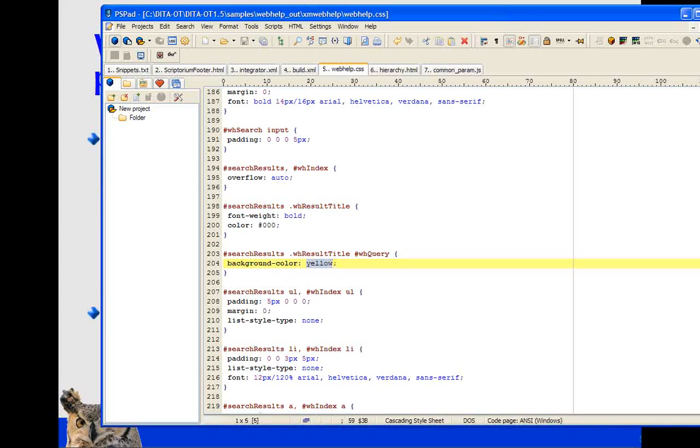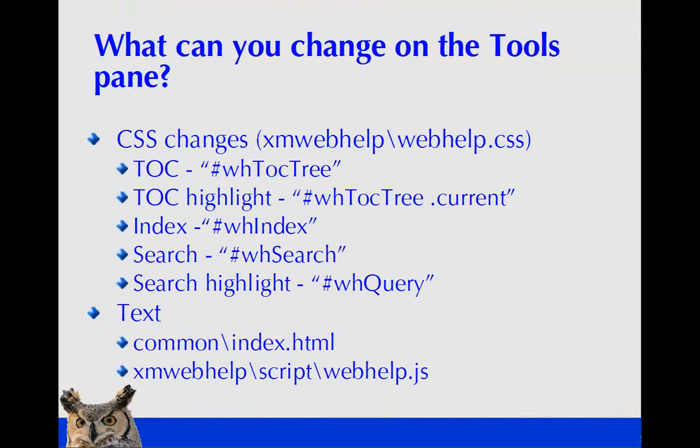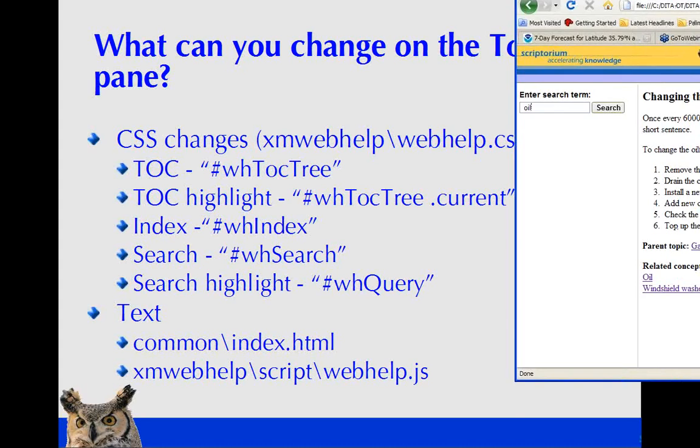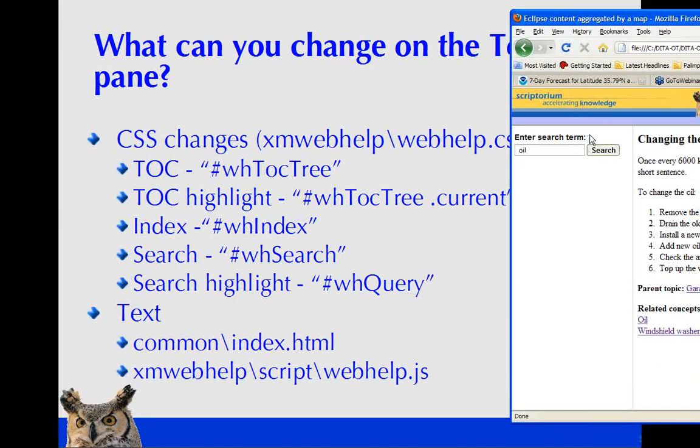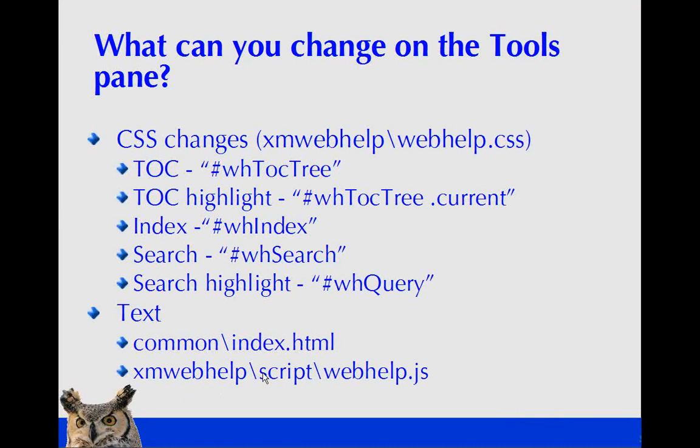Here we have the search, and our search button. And here we have. Let's see, what am I looking for? I'm looking for WH query. And here we have WH query background color yellow. So if we wanted to change the background color for at least the search term in that navigation area, we could change it right there.